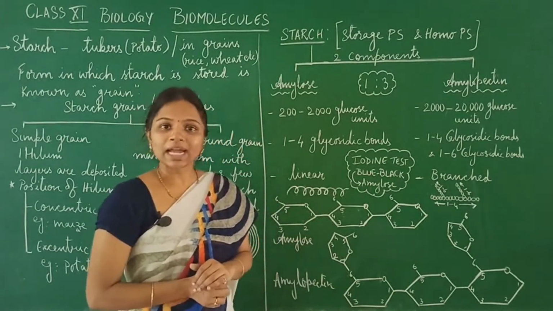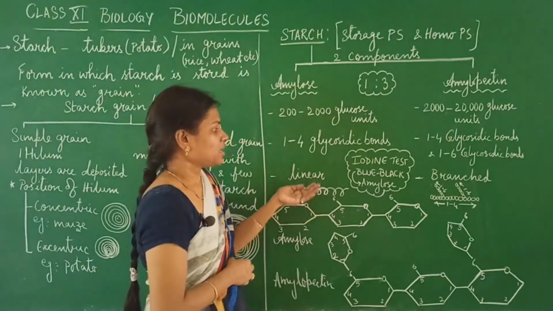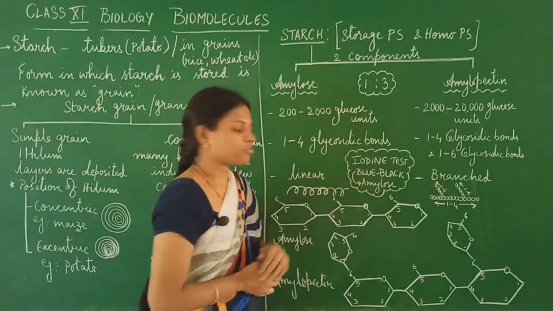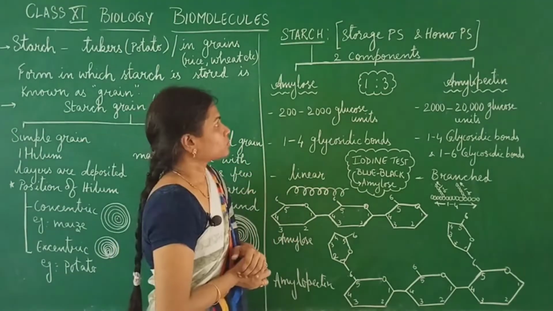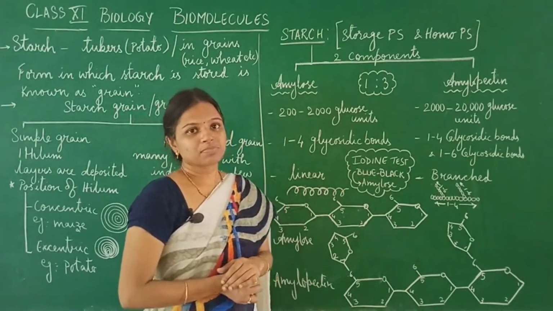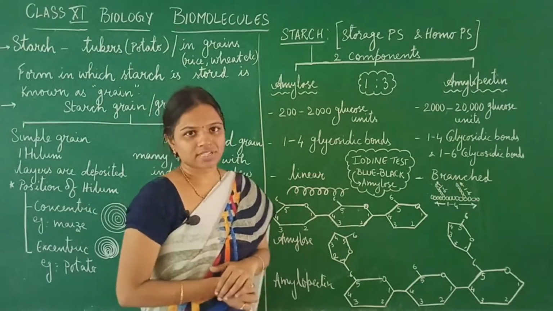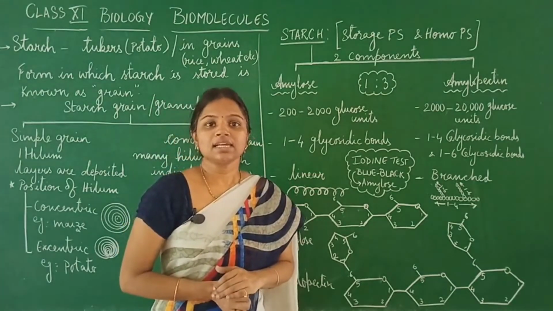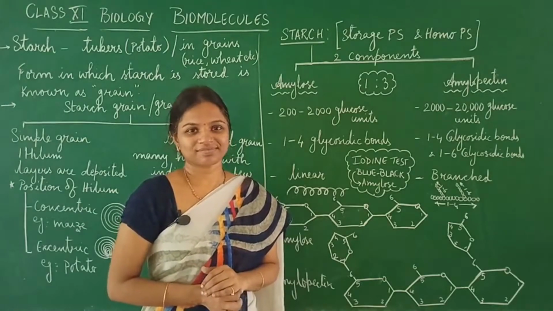So, the blue-black color of the food substance is basically because of this amylose in the starch. So, this is about the structural difference between amylose and amylopectin as the components of starch. Let us learn a few more details about starch.